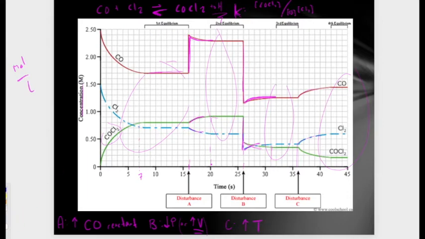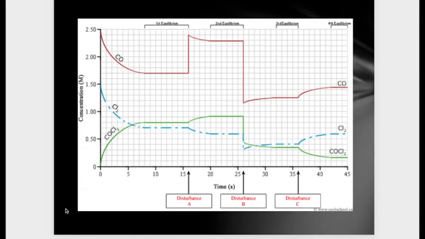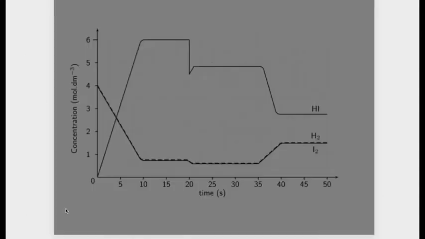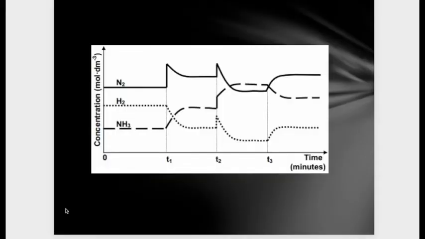All right, so hopefully you guys are getting the hang of this Le Chatelier principle thing. Just two more examples. I know you all are getting tired of this, but this is, like I said, really important.